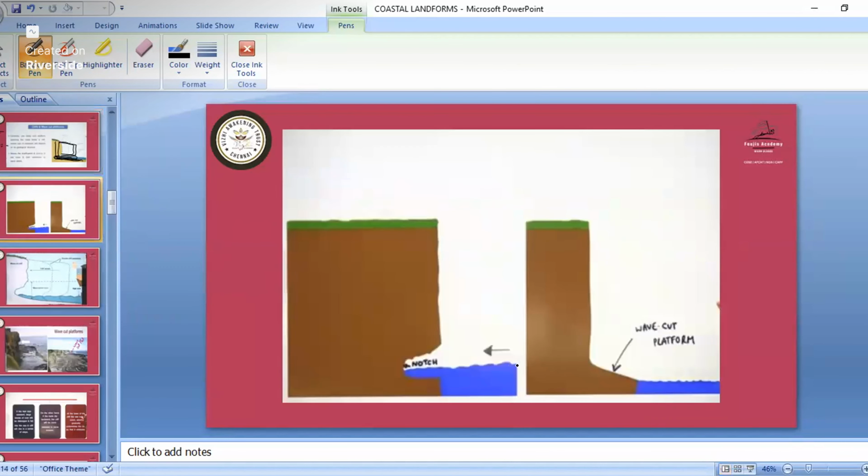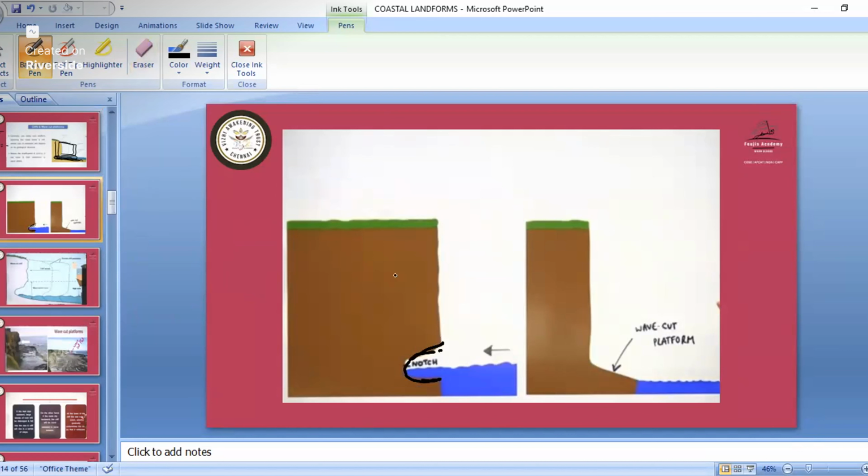See here, water is heating. This particular heating of water, from the notch type, will take the shape of a bay. So now here the notch is formed. Now after that, what will happen?